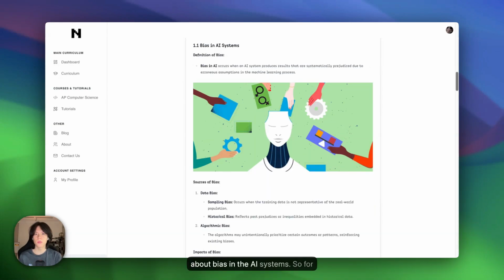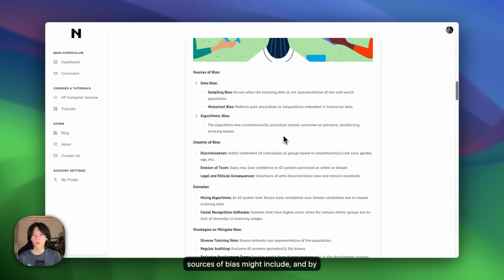Talking about bias in AI systems, for those who don't know, bias in AI usually occurs when an AI system produces results that are systematically one-sided due to erroneous assumptions in the machine learning process. Some of the sources of bias might include, and by the way, most of these biases are pretty famous and you might be familiar with them from your statistics or AP Stats class at school. The first one on the list is data bias, and it has sampling bias, which occurs when the training data is not representative of the real-world population. And the second one is historical bias, which reflects past biases or inequalities embedded in the historical data.